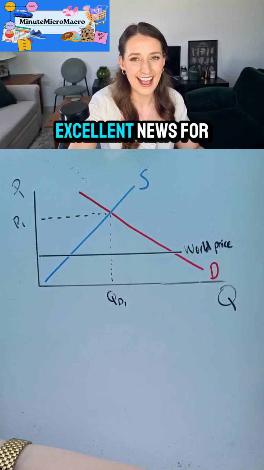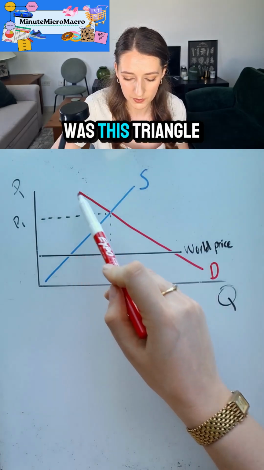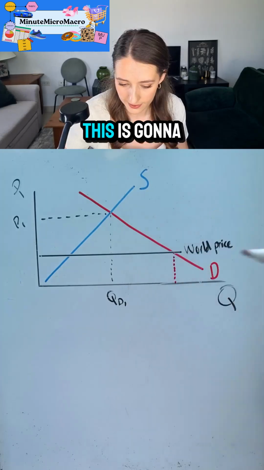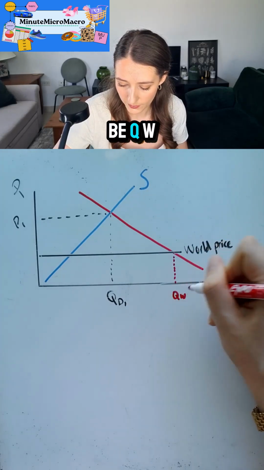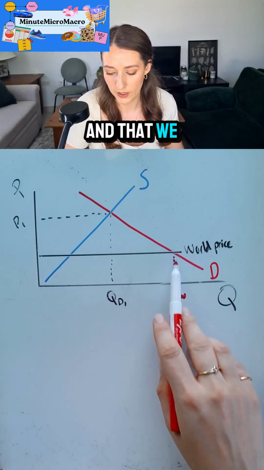Now that is excellent news for consumers because previously their consumer surplus was this triangle. Now their consumer surplus is this massive triangle. This is going to be QW. That's the quantity that the world will supply and that we will demand.